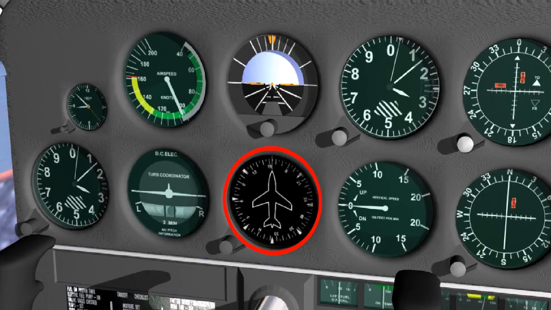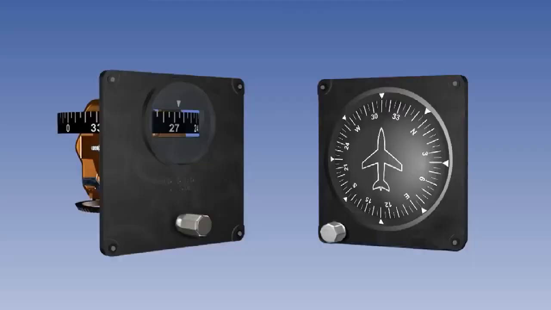The DGI provides a stable directional reference in azimuth for maintaining accurate headings and carrying out accurate turns. A typical DGI display is shown here on the right. A less common display is shown on the left.